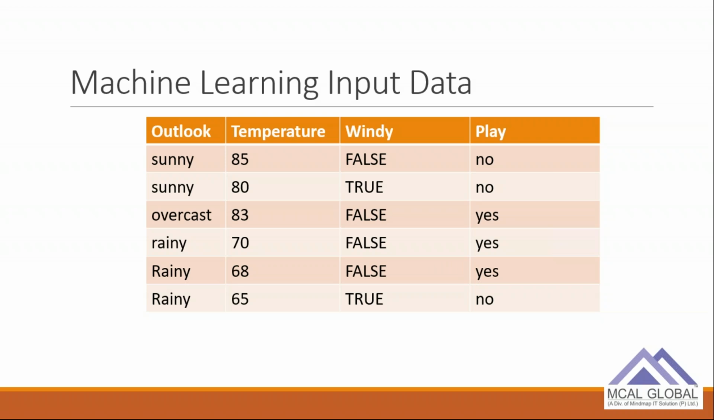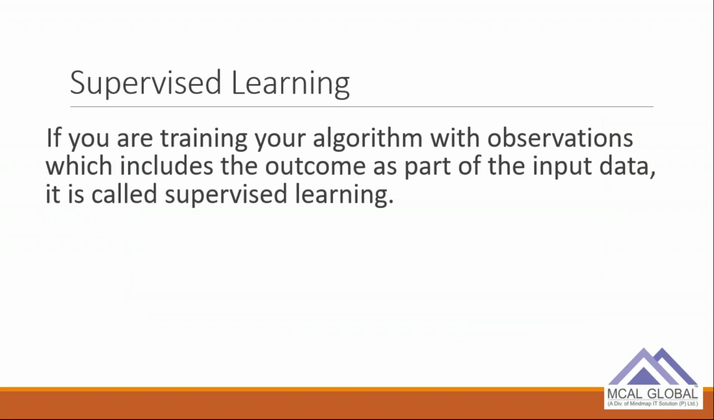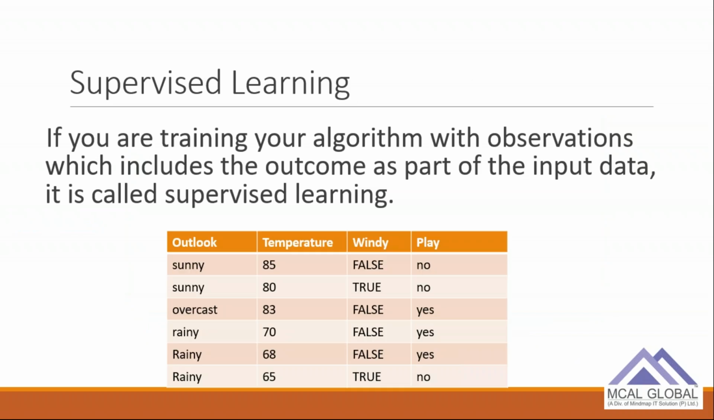But that inference or that insight is up to the user. Data will not tell you what is male and female. That interpretation is by the user. We'll see how clustering helps in machine learning, but for now let's keep it to that. So I've already told you this, so just go by the definition. If you're training your algorithm with observation which includes the outcome as a part of the input data, it is called supervised learning. So we have told this.